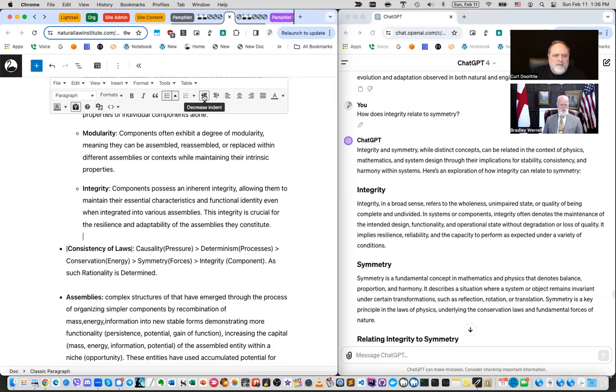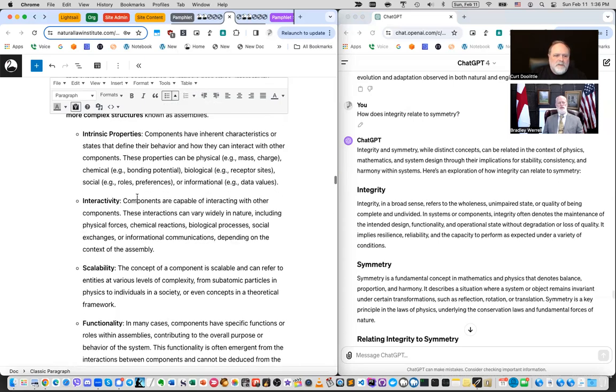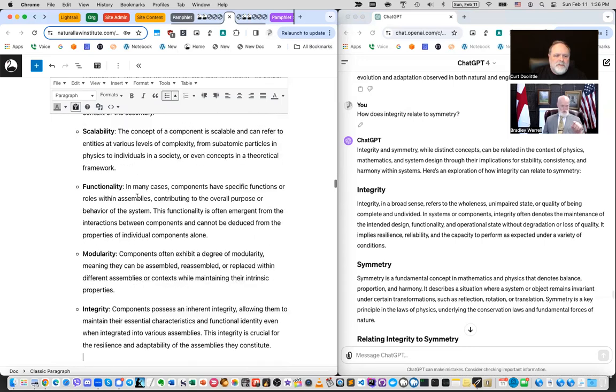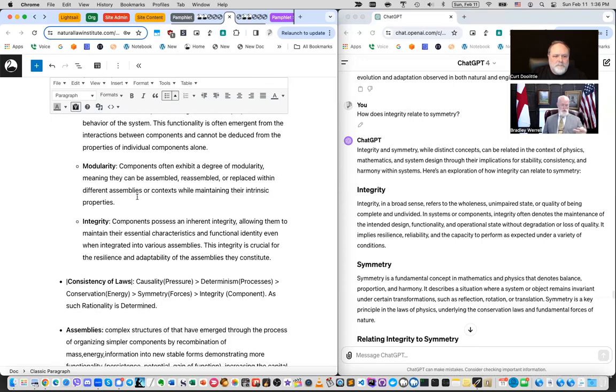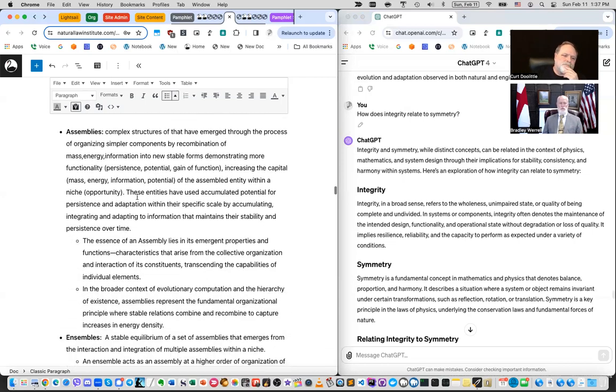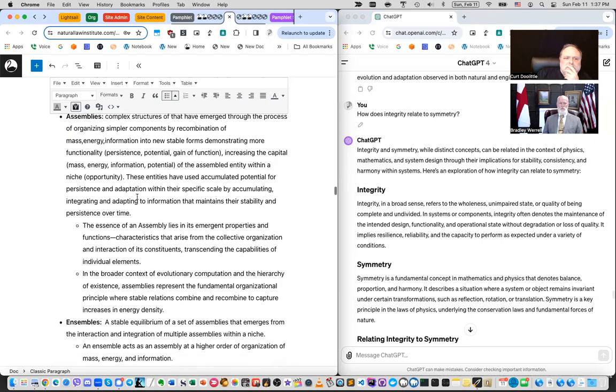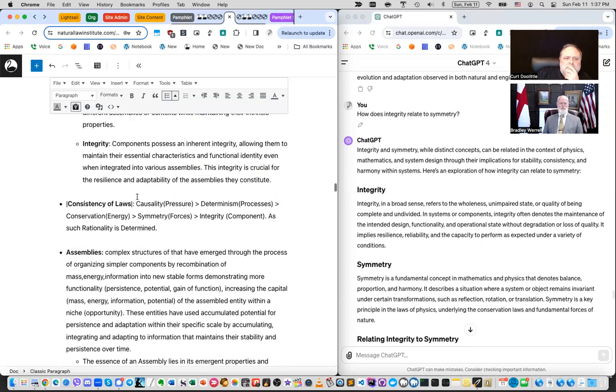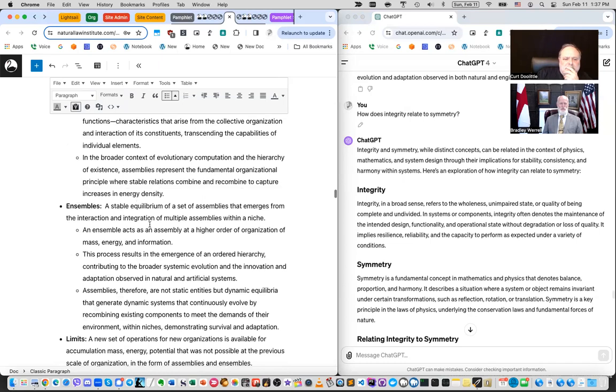No, it's a therefore. Because we're getting to this gauge thing here. Because constituent, assembly, ensemble is gauge, scale. I get where you're at.